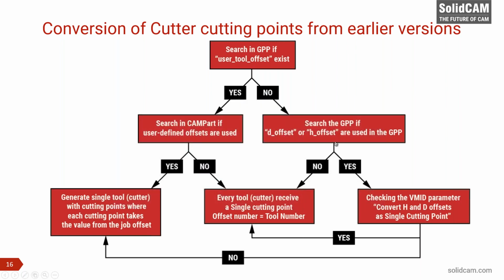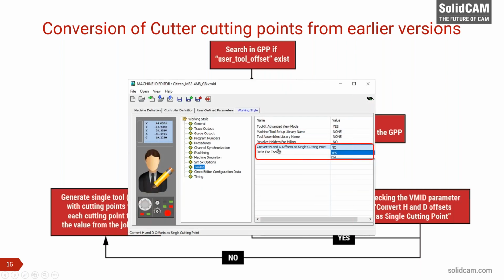So if it is detected that we have some of these, we are checking the new VMID parameter in the working style toolkit. Here we will see the convert H and D offset as a single cutting point option, with yes or no. If the customer really wants to convert this as a single cutting point, here you have control, and giving back this VMID, he will be able to go into details on how his CAM parts will be converted.